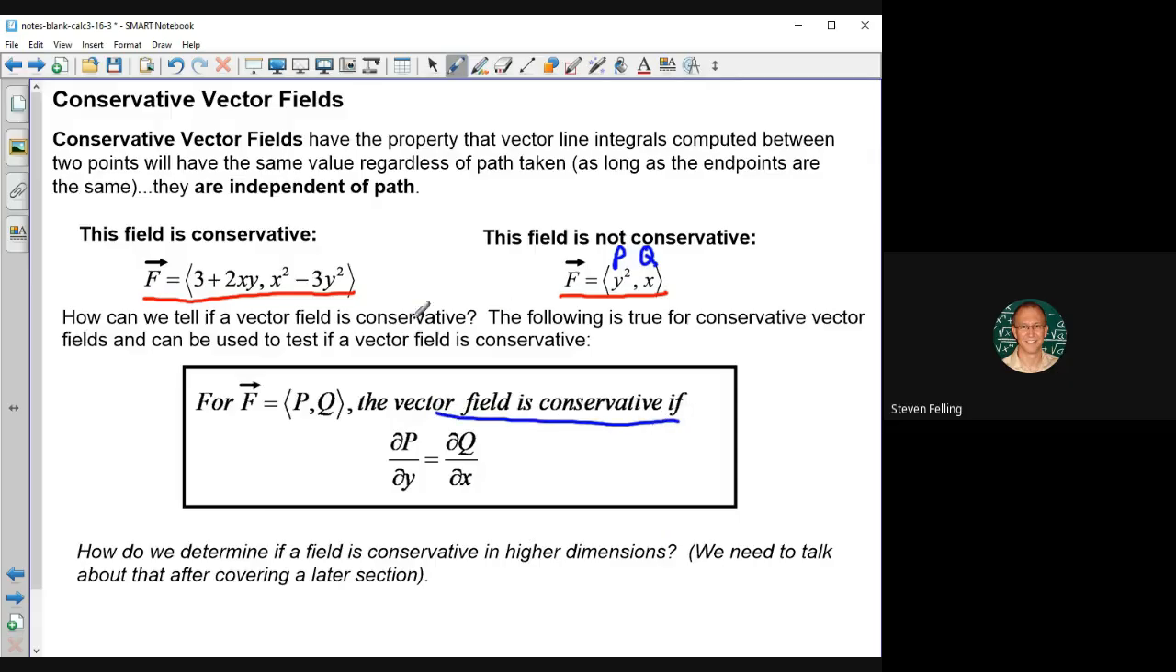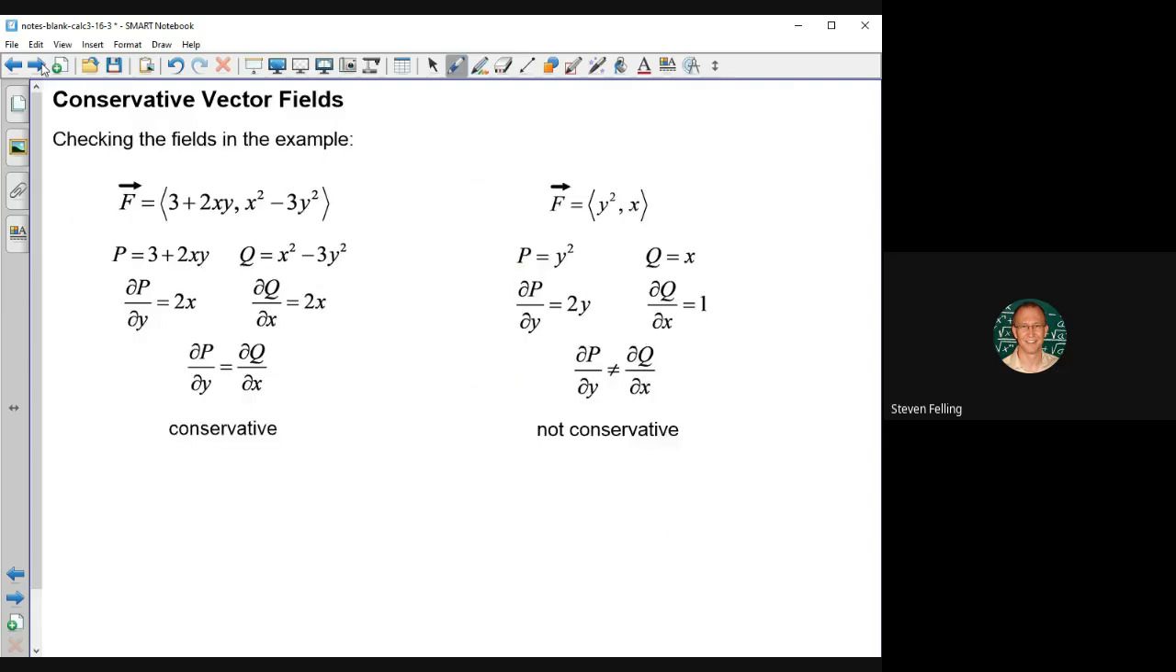And there are ways to tell whether vector fields on a 3-dimensional domain are conservative. We're going to have to wait until a later section before we can do that. There's an equivalent to this later. But for right now, we're going to stick with just 2-dimensional domains, x and y only. This is the way we test. If those partial derivatives are equal, then the field is a conservative field.